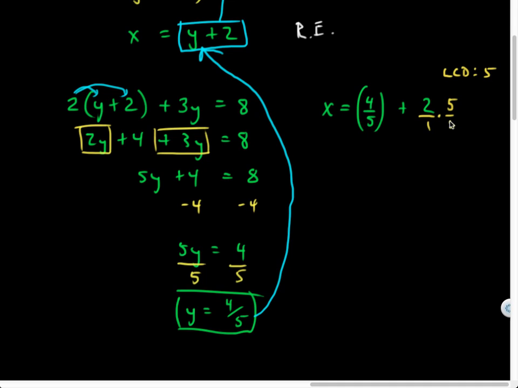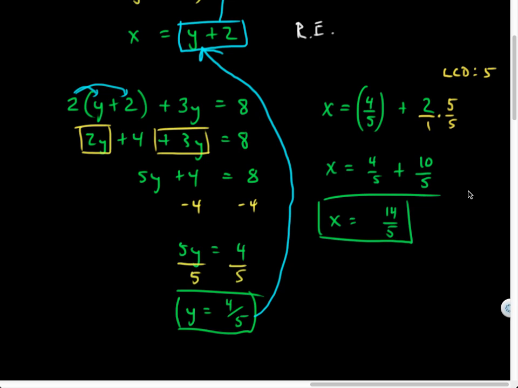Multiply by 5/5, which really, what is 5/5 equal to? 1, and I'm allowed to multiply something by 1. It's not going to change it, right? So that's allowed. That's not changing its value. It's just going to change the way it looks. So I'll have x equals 4/5 plus 10/5. And how many fifths is that? 14/5.